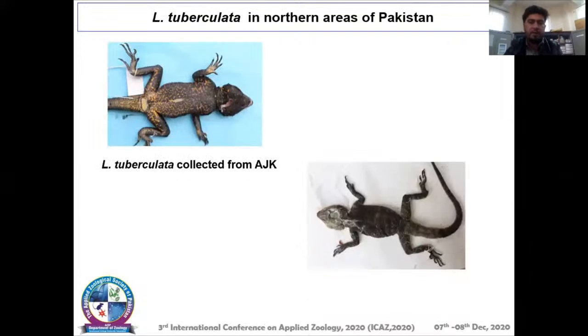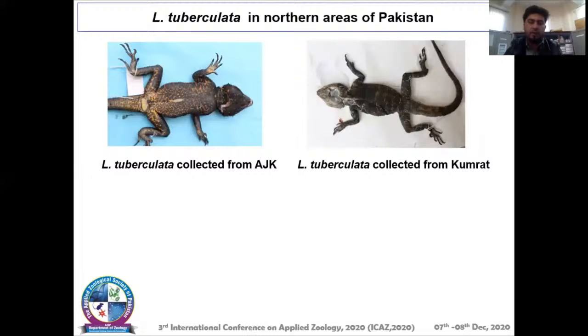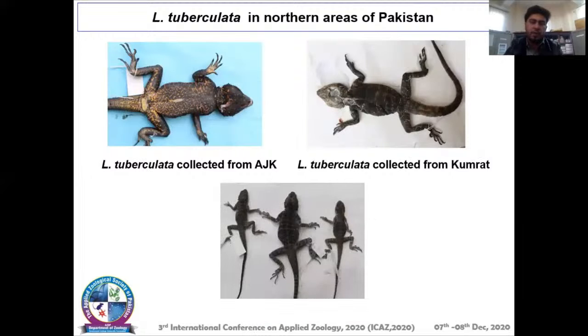These are some pictures that we collected from different areas of Pakistan. The first picture is from AJK, Azad Jammu and Kashmir. The second picture is from the Kamrat Valley of KPK. And the third picture is from the Mansehra area.